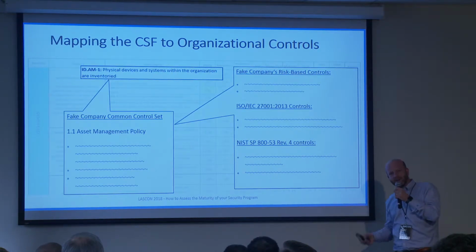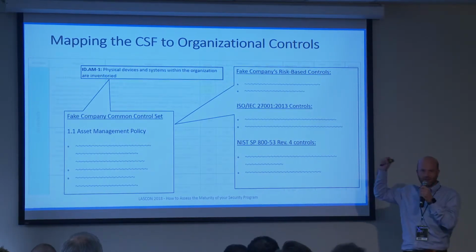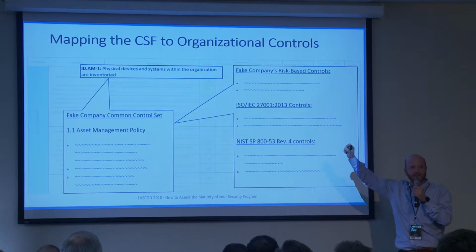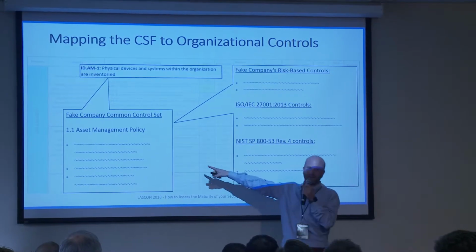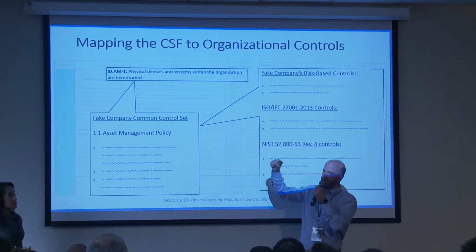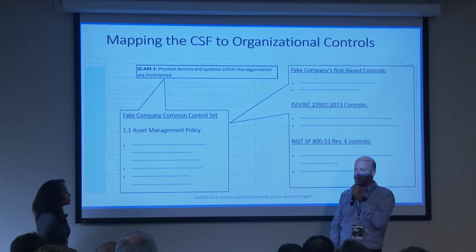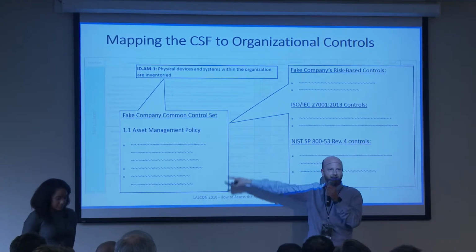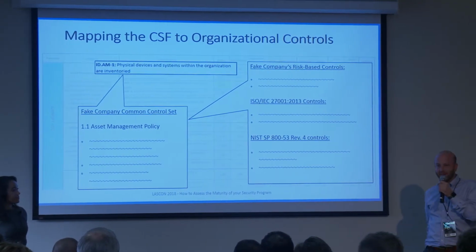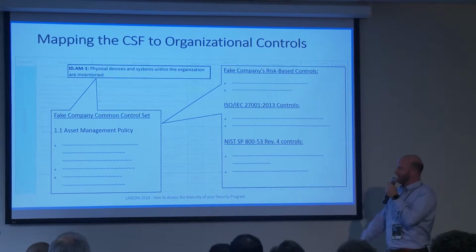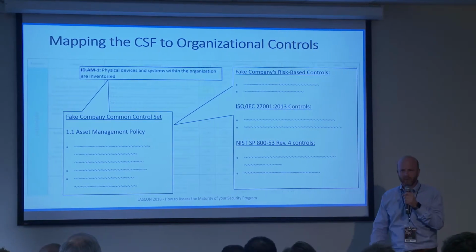On the flip side, what that means is that if you are the one actually assigning maturity ratings to these CSF controls, you need to keep in mind what your common control set is. The requirement in the CSF may be very simple, but behind that stands this whole policy. So when you are asking, do we have a policy for everything we need to do, you need to take all of these things into account. Does that make sense? Okay.